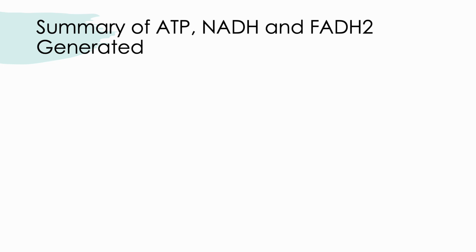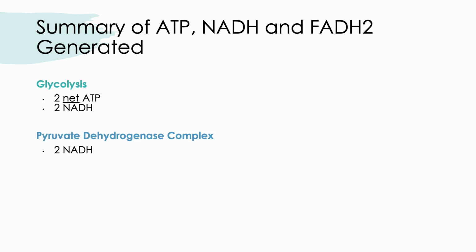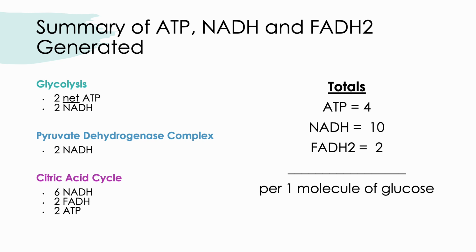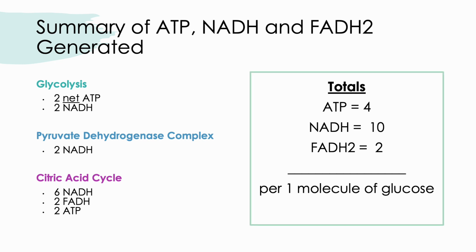So let's quickly summarize the important products from these pathways. From glycolysis, we got 2 ATP and 2 NADH. From the pyruvate dehydrogenase complex, we get 2 NADH. And lastly, from the citric acid cycle, we get 6 NADH, 2 FADH2, and 2 ATP. This brings our totals to 4 ATP, 10 NADH, 2 FADH2 per 1 molecule of glucose.